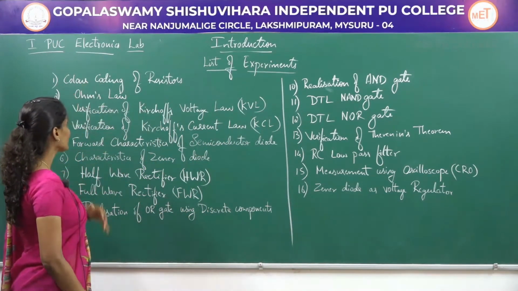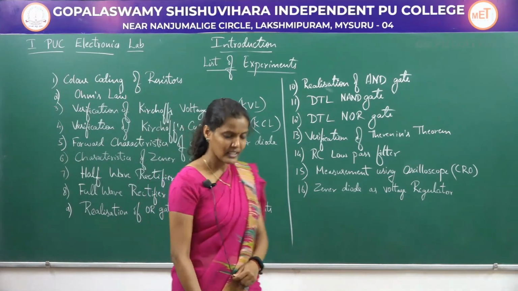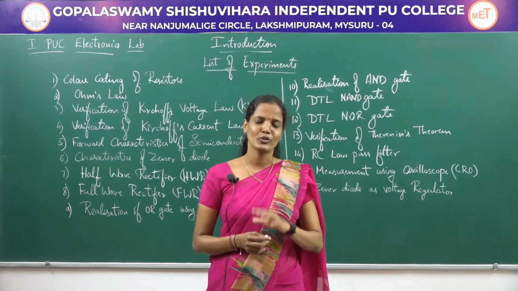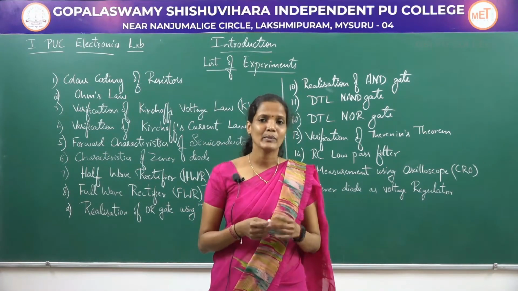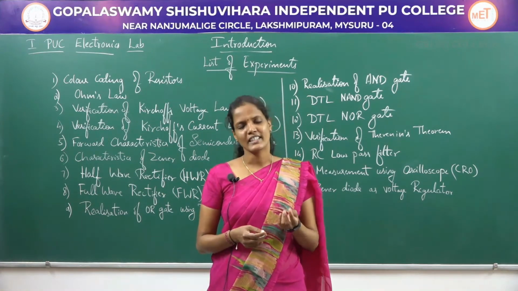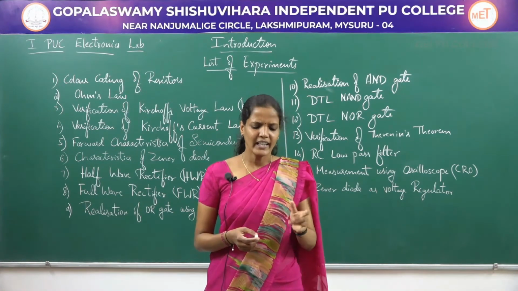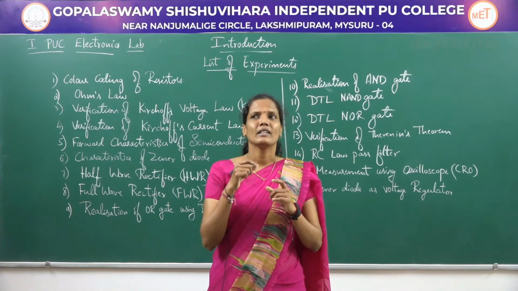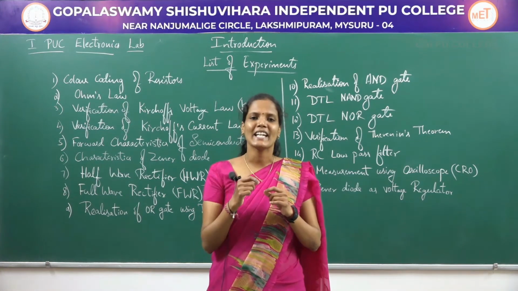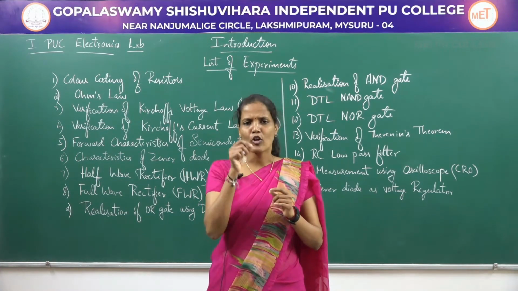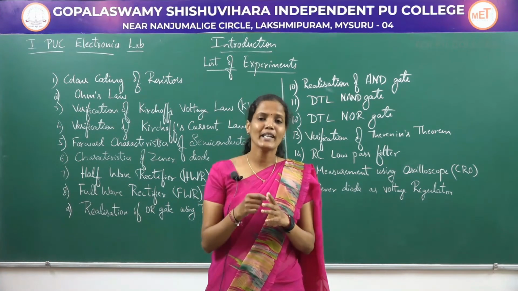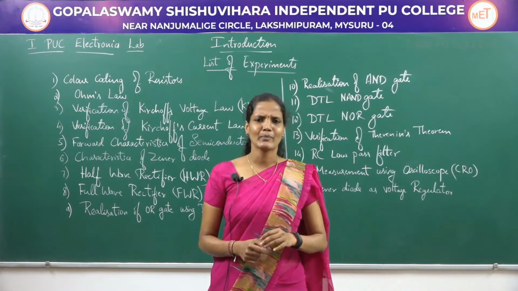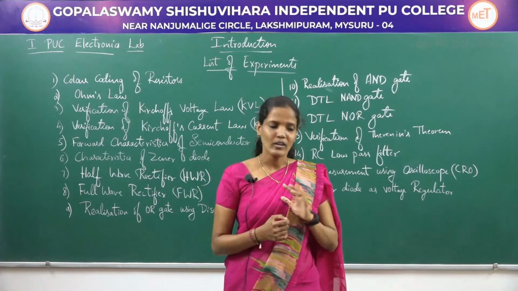Coming to the very first experiment, it is the color coding of resistors. Resistors are one of the most important components we are going to use in almost all of the circuits. They are very small in size, and their values will not be printed on the resistors. Instead, the values will be indicated through color bands, and 4 or 5 bands of colors will be present. Depending upon those colors, we are going to identify the resistance value. So in the very first experiment, we are going to see the color coding of resistors.